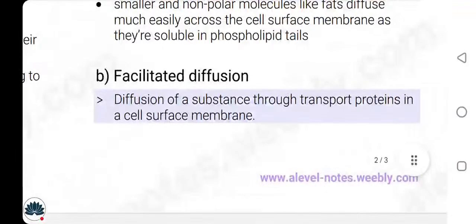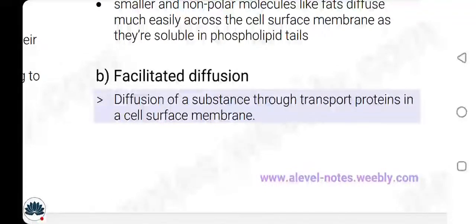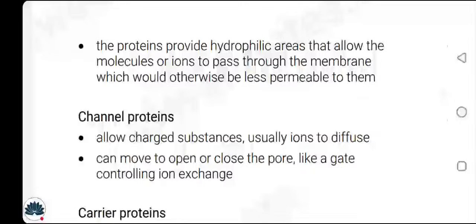Now, what is facilitated diffusion? Diffusion of a substance through transport proteins in a cell surface membrane. It means that now it requires a particular protein, which is called a transport protein. The diffusion is occurring by facilitating it; it requires a facilitator. The proteins provide hydrophilic areas that allow molecules or ions to pass through the membrane, which would otherwise be less permeable to them.